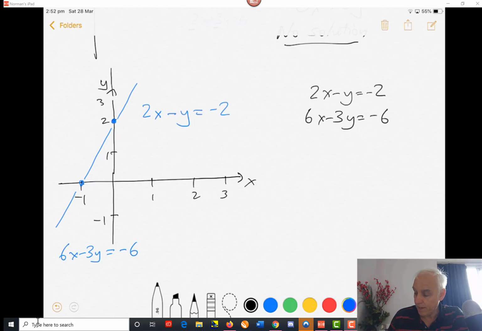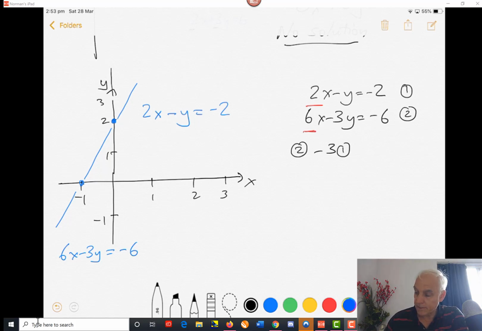So let's do the same thing that we did before. We'll label them, say equation 1 and equation 2, and then we'll try to eliminate, let's say, the x's. Okay, so how are we going to do that? We'll take equation 2 and subtract 3 times equation 1. So equation 2 minus 3 times equation 1. And what does that give us?